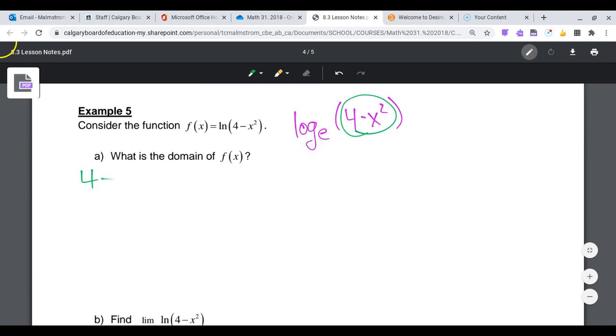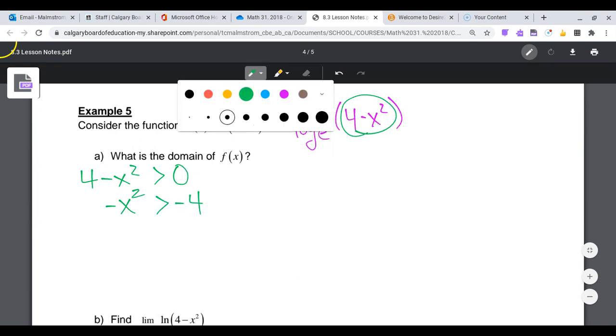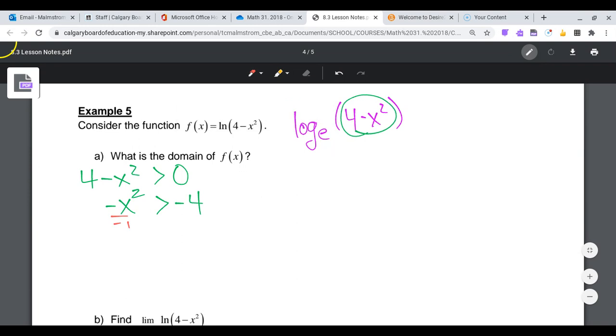So let's look at this. 4 minus x squared has to be greater than 0. And so I go about solving this. Negative x squared has to be greater than negative 4. And if I divide both sides by negative 1, I've got to remember to flip that inequality sign using my inequality rules. So x squared then has to be less than 4.